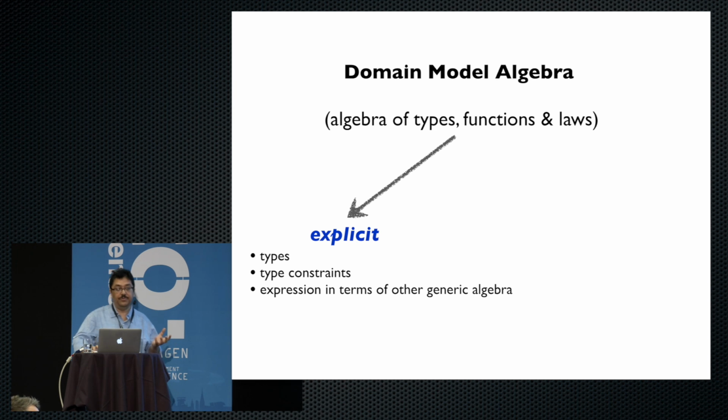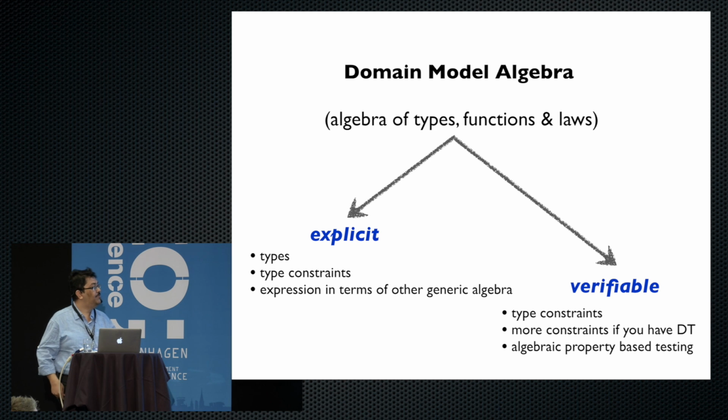Most part of the algebra will be verified by the type system. The compiler will be your friend. You don't need to write tests for validating those specific set of constraints or invariants. And we would like to have the algebra verifiable, once again through type constraints. If we have a dependently typed programming language, then we can have more constraints verified as part of the compilation time. And for those properties for which we cannot have compile time verification, we will have algebraic property based testing.